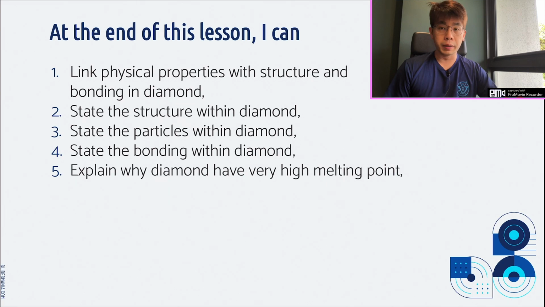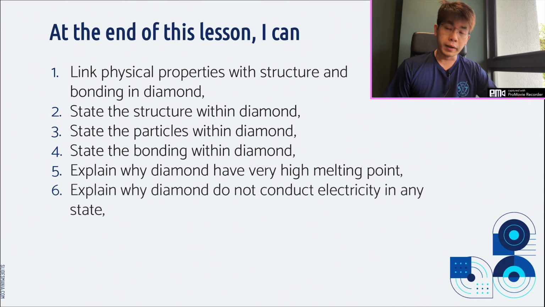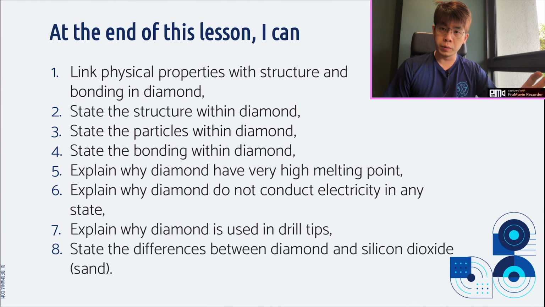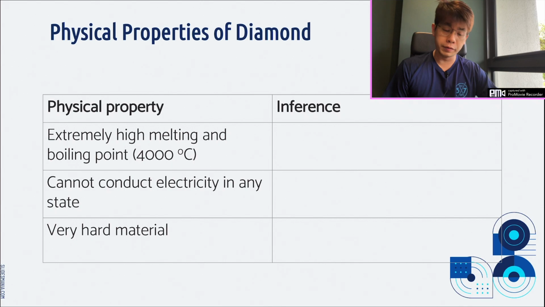You will also be able to explain why diamond has a high melting point, why diamond is not able to conduct electricity in any state, and to explain why diamond is actually used in drill tips. And also be able to understand how the silicon dioxide structure is very similar but yet different from the structure of diamond. So what are the physical properties of diamond that we have actually inferred?